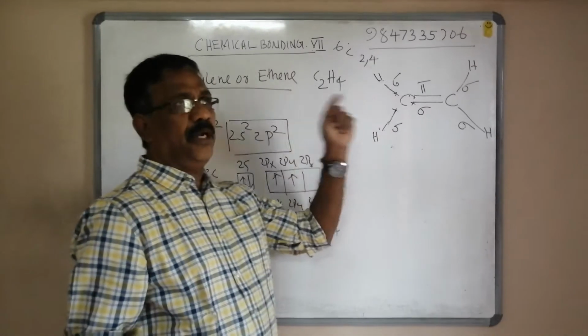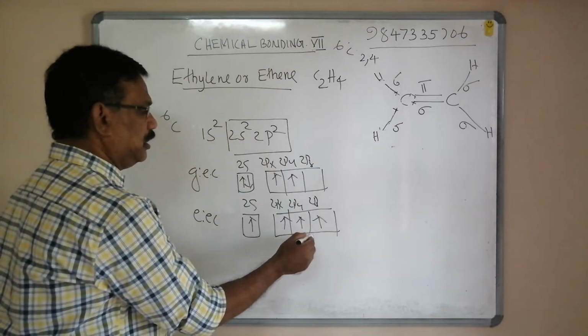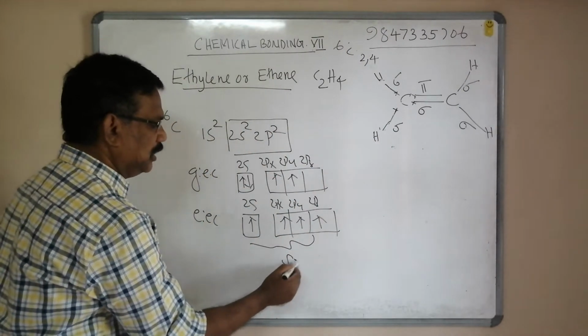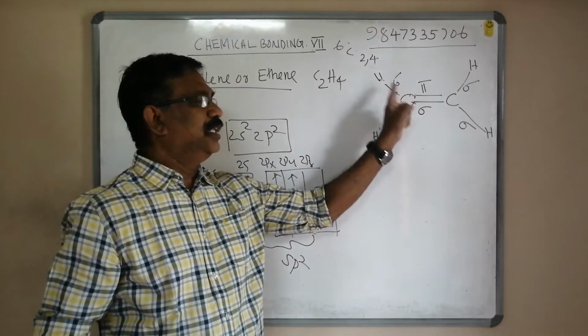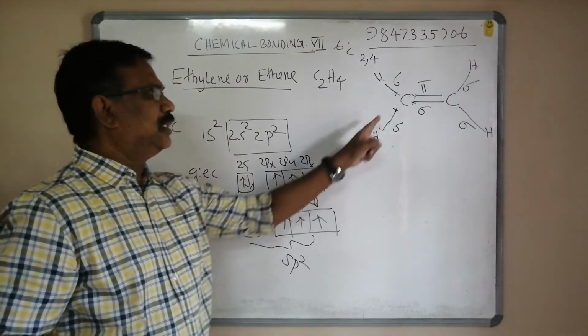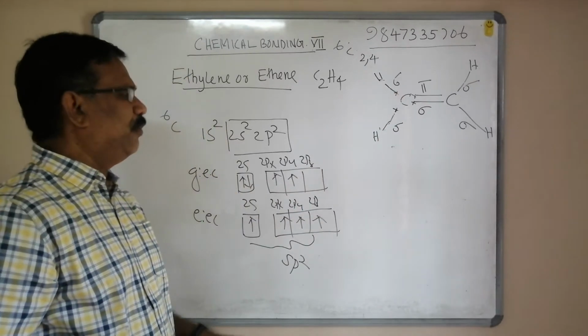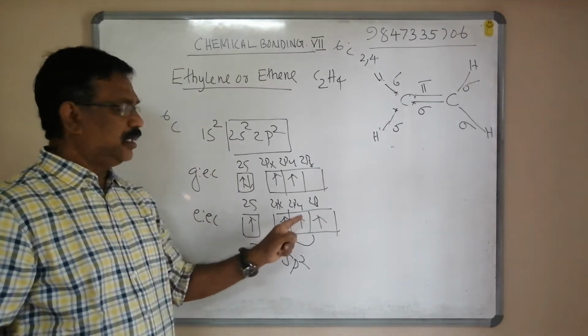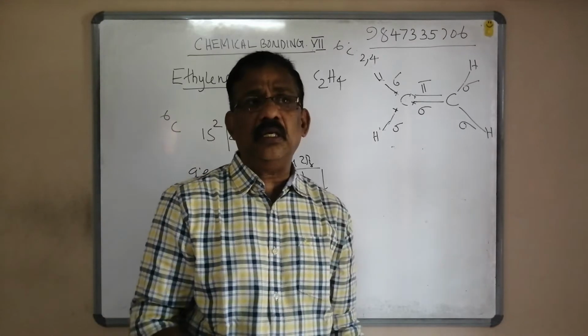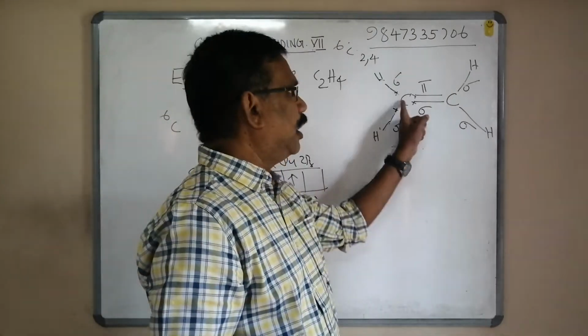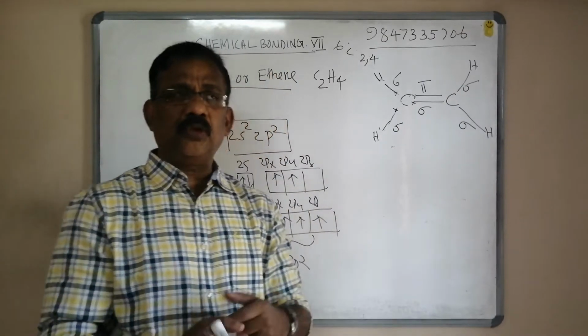Carbon is under which hybridization? sp2 hybridization. And this 2pz electron is involved in the pi bond formation, and these 3 electrons are involved in the sigma bond formation. So in ethene or ethylene, each carbon undergoes sp2 hybridization.